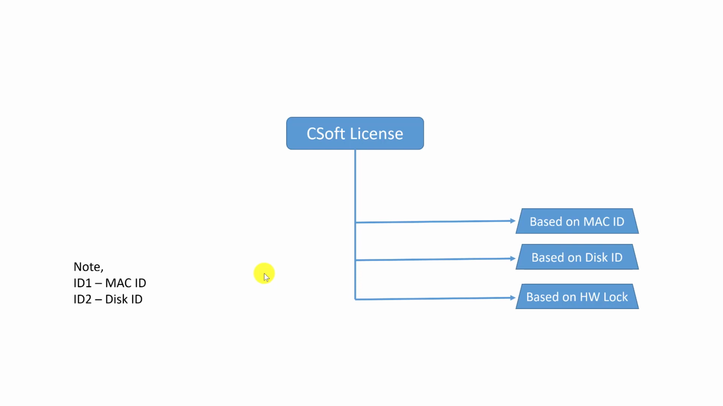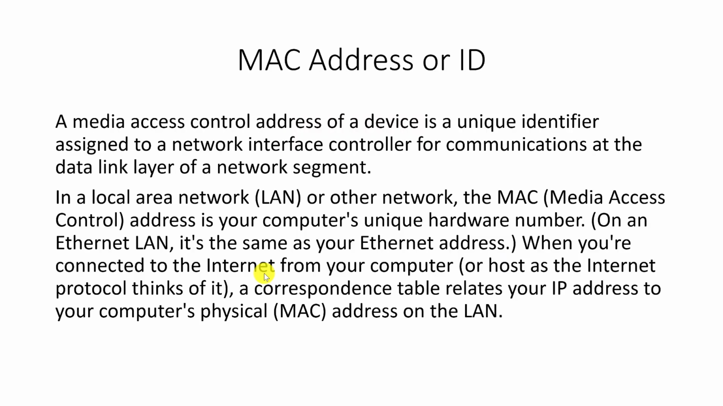The CSoft license file is basically generated based on MAC address or MAC ID, disk ID, or hardware lock. Remember, in the registration wizard we call the MAC address ID1 and the disk ID or disk address ID2 or ID code. A MAC address is a media access control address, which is unique for a specific system. So based on the MAC address we generate the license file.